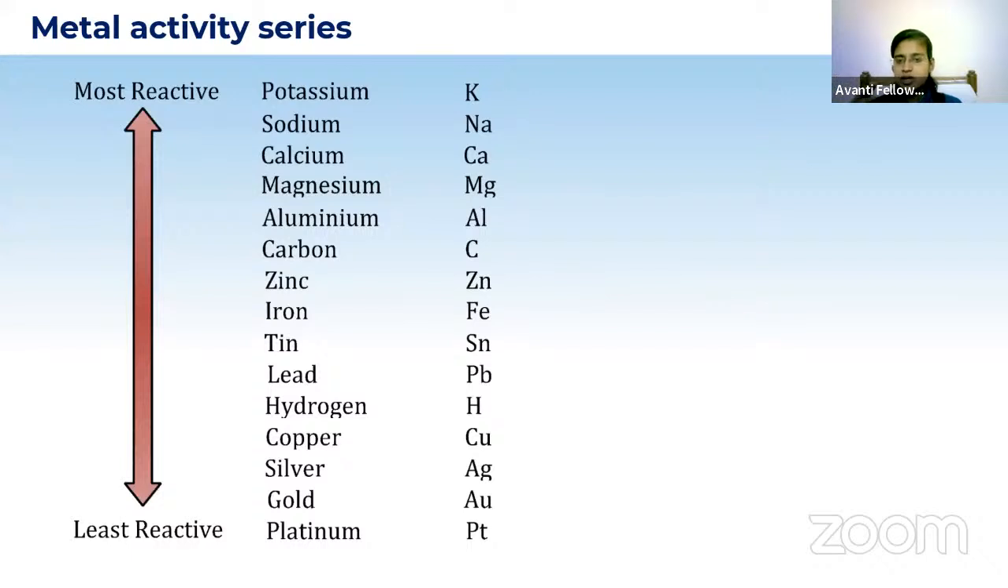Okay, so if they are arranged in the increasing order of reactivity, or in the decreasing order of their reactivity, we call it a series, and those series are called metal activity series.